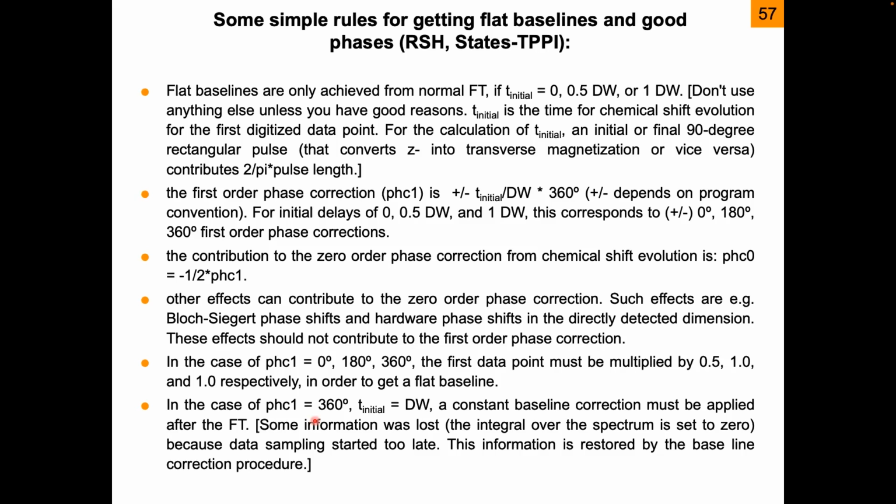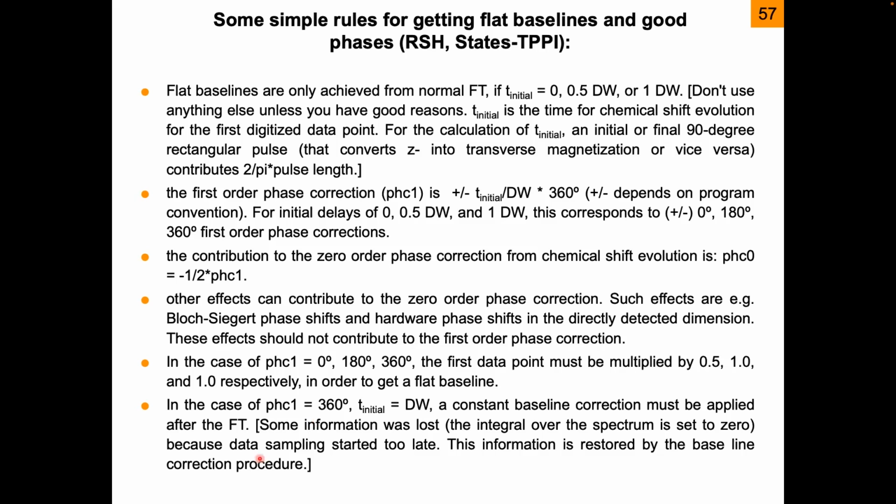Yeah? But this is a constant shift, and that you can correct rather easily by a constant baseline correction. So you have lost information, but you can make up for it. I mean, of course, if your spectrum is completely crowded, then it's a little bit difficult to find, but it's just a constant shift.